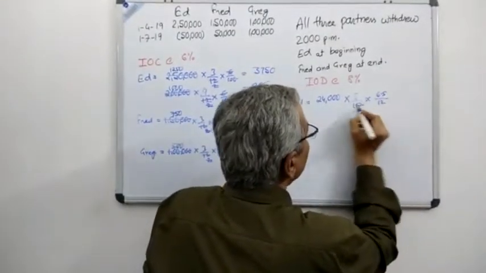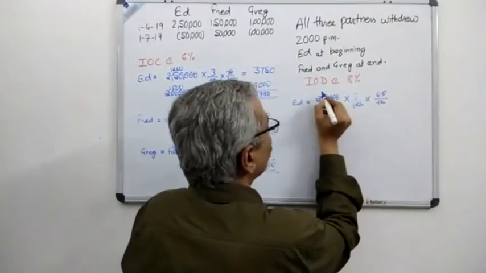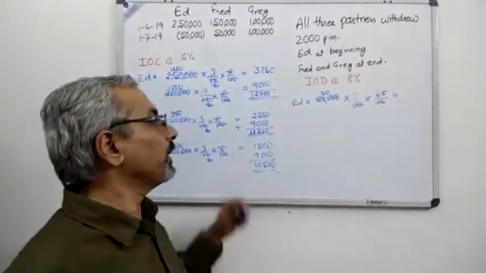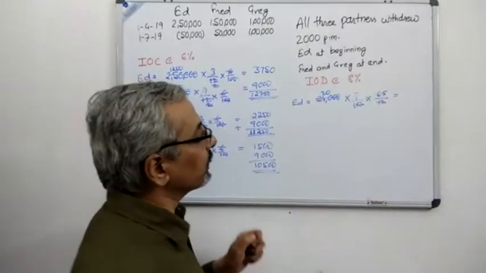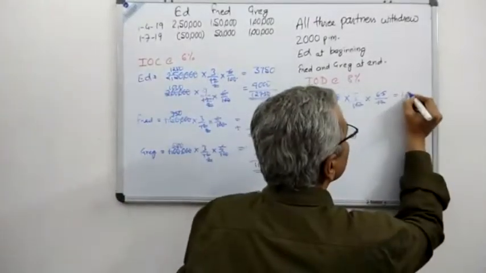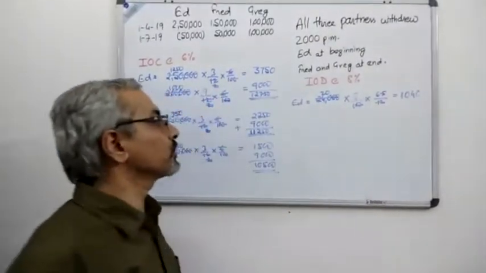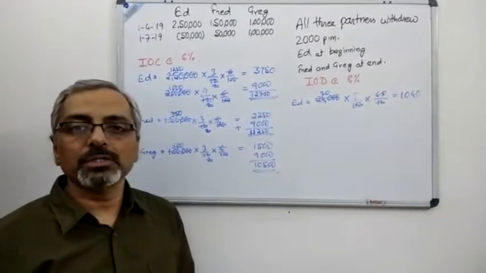By 12, let us cancel the zeros over here. Let us cancel the 12 and 240. So we get a 20 over here. So if you see 20 into 8, 160 into 6.5, it is giving us a figure of 1040. So the interest on drawing of Ed is 1040.